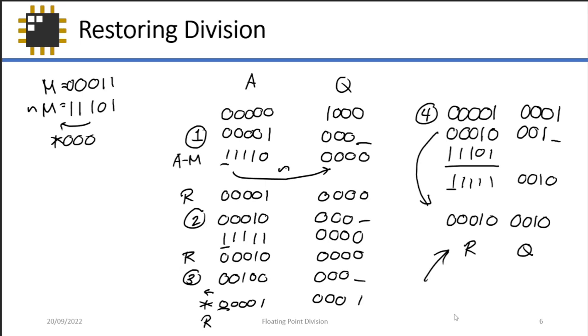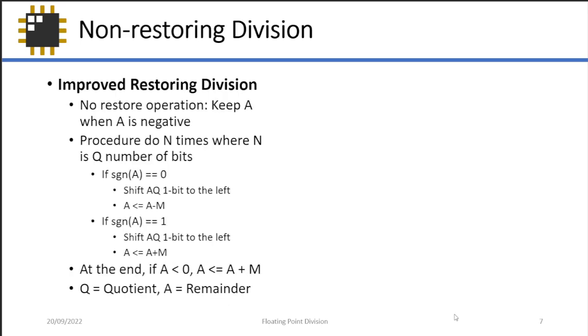I'm going to upload 2 sets of slides for this actually, so that you can see better how restoring division works. But next we have another type of division, which is the improved restoring division, as I like to call it, or the non-restoring division. So this time we're not going to restore a if it's negative. We're just going to keep a if a is negative.